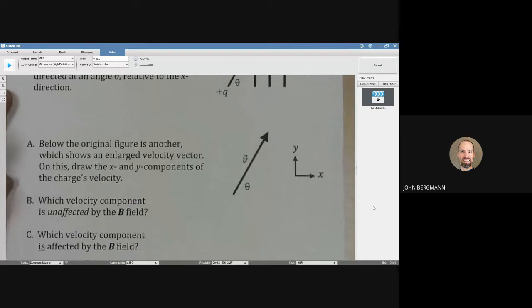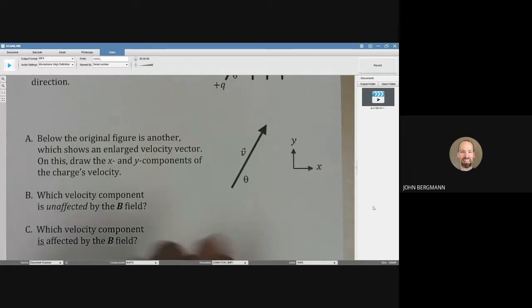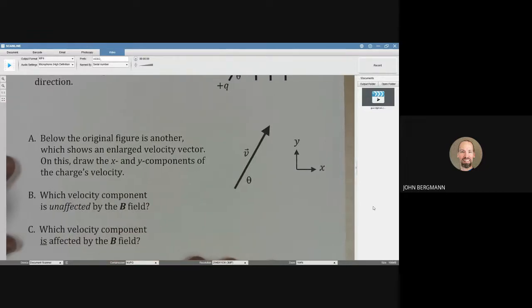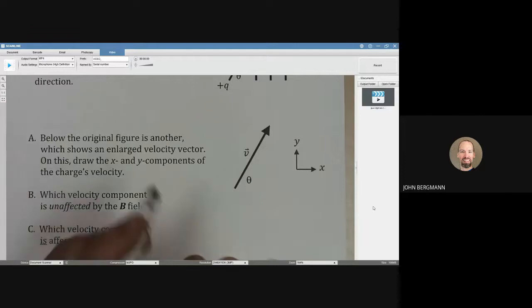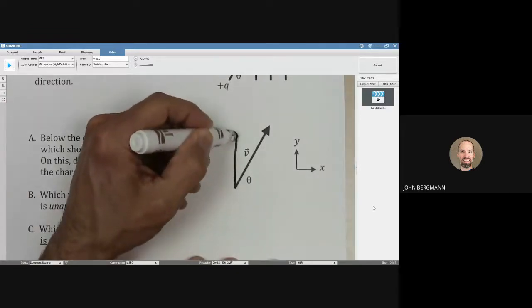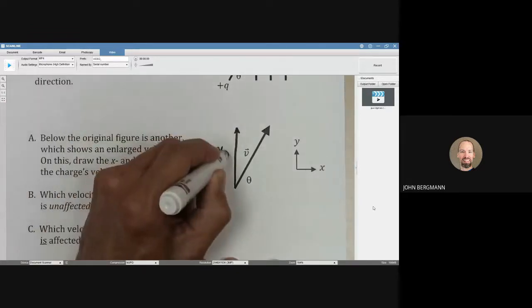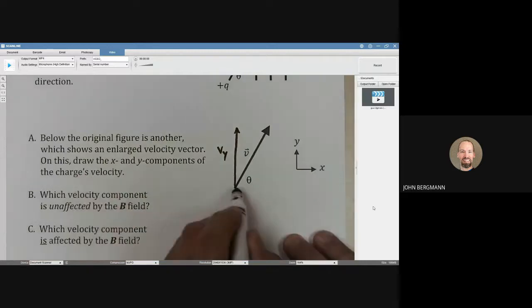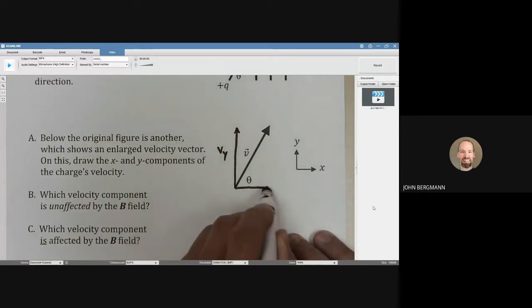Below the original figure is another, this one, which shows an enlarged velocity vector. On this, draw the x and y components of the charge's velocity. We're going to have a y component, we'll call it Vy, that goes there, and then we have an x component that looks kind of like that.